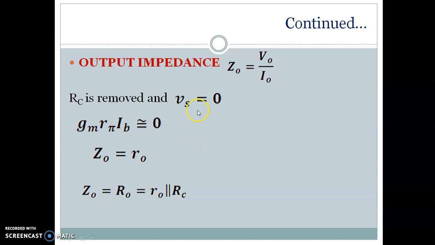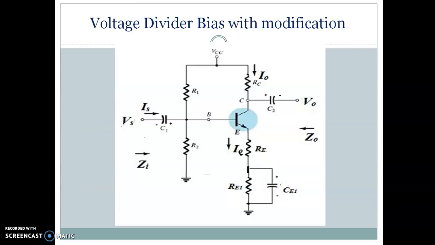Next, coming to your output impedance, we have to short circuit your source and we have to remove the load. Only RC is my load, so the load has been removed. So Vs is set to 0, Is is equal to 0, Ib equal to 0. So therefore Gm R pi Ib will be set to 0. So your Z0 is R0. Okay, so this is the real output resistance of your CE configuration. So your Z0 is given as R0, which is nothing but R0 parallel RC, including your load resistor, that is your RC into account.